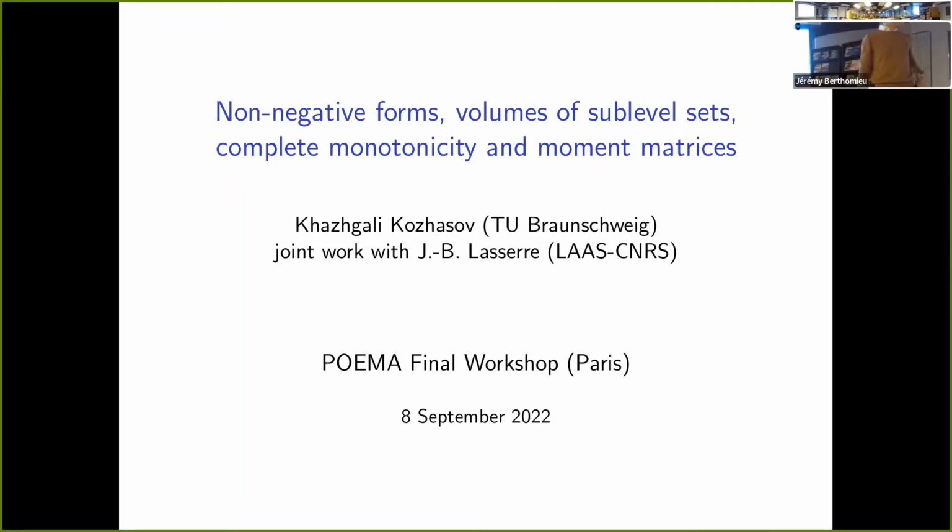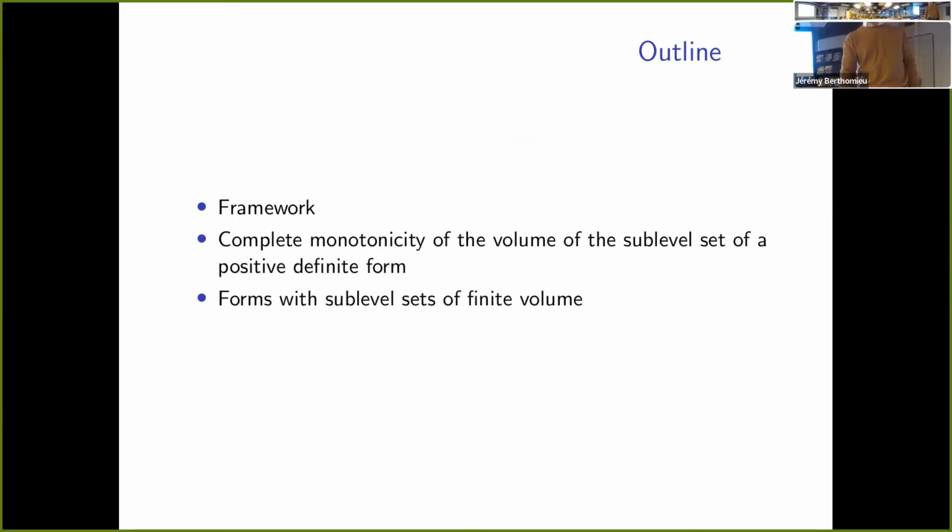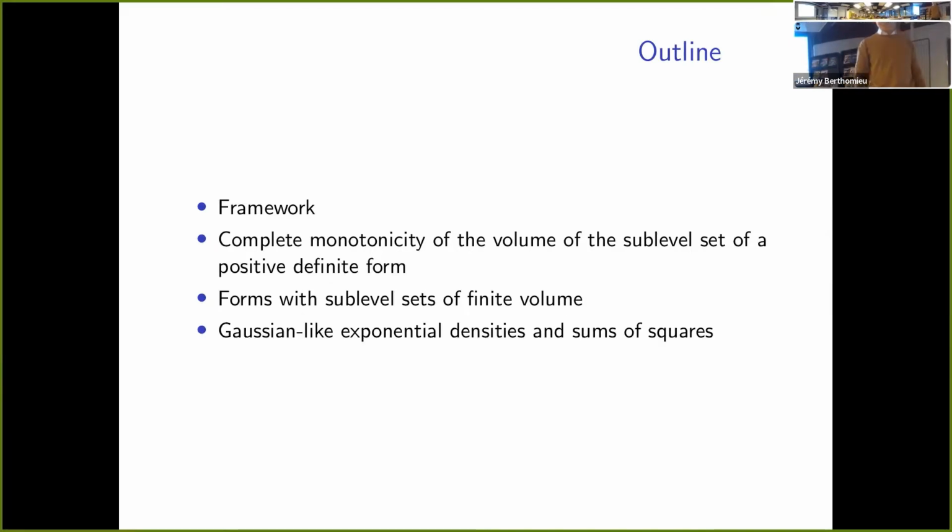So the purpose of the talk is to tell you about some properties of volumes of sublevel sets of homogeneous polynomials that have been studied by Jean Bernard and some other authors. So I will give you an overview of my talk. There will be three parts. First I will explain one theoretical result, that is complete monotonicity of the volume of the sublevel set of a positive definite form. Then I will talk about forms whose sublevel sets have finite volume. And then I will tell a little bit about Gaussian-like exponential densities inspired by sums of squares.